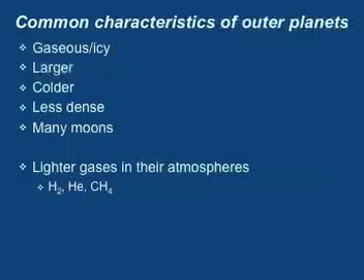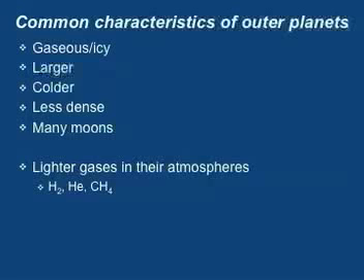The outer planets, Jupiter, Saturn, Uranus, and Neptune, also share certain characteristics. They are made up of gases and ices. They are much, much larger than those inner planets. They're colder. They're farther from the sun. They're less dense. Gases and ices are less dense than rocks. They all have a lot of moons. Jupiter has something like 64 moons.